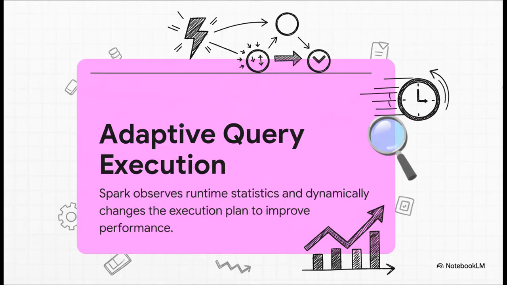It all comes down to this amazing feature called Adaptive Query Execution, or AQE. Spark is constantly watching your job as it runs. It sees that tiny shuffle size and says, hey, I don't need 200 tasks for this little bit of data. And it will dynamically change the plan on the fly, reducing the number of tasks to avoid unnecessary overhead. It's basically Spark optimizing itself, which saves a massive amount of time.